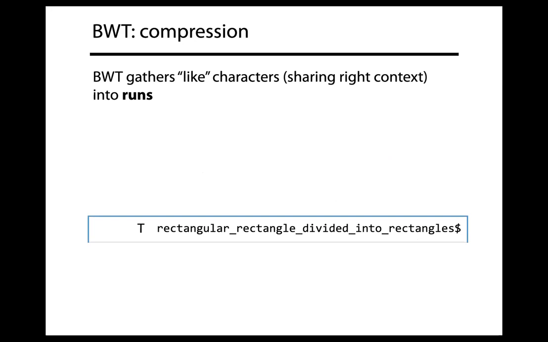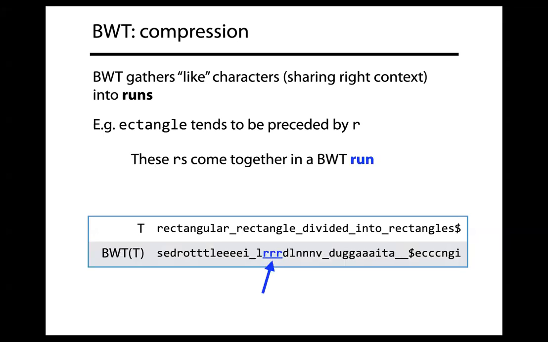So if I give you a text like this and it's got a few occurrences of the word rectangle or something like it, then you can imagine that if you are the right context "ectangle", you tend to have an R to your left, right? So if we gather everything by their right context, then those R's will come together and they'll form what we call a run in the Burrows-Wheeler transform. So there'll be a bit of the Burrows-Wheeler transform that's just the same character again and again. And that's because those 3 R's had very similar right contexts, so they came together.